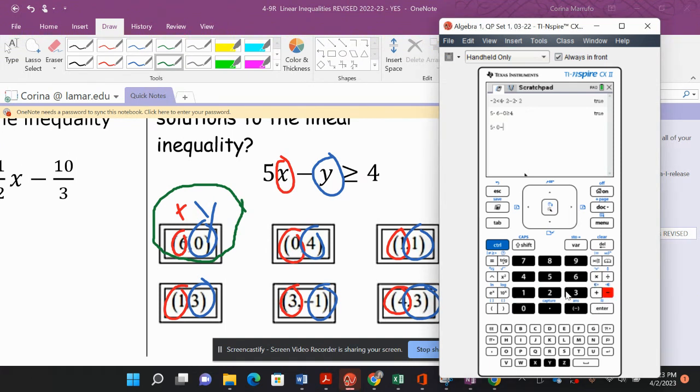5 times 0 minus 4. Is this greater than or equal to 4? Enter. Oh, what did I do?